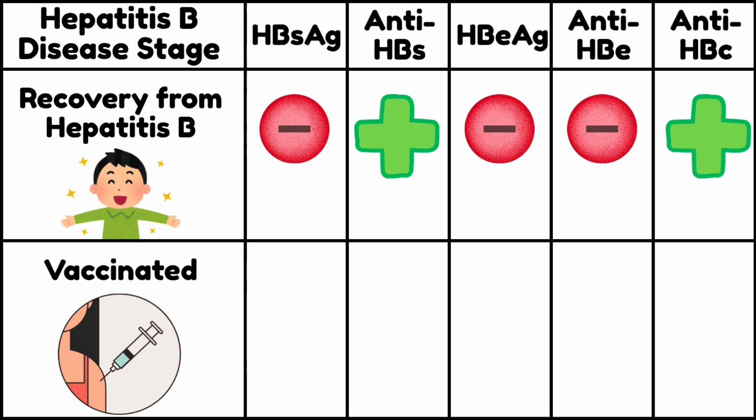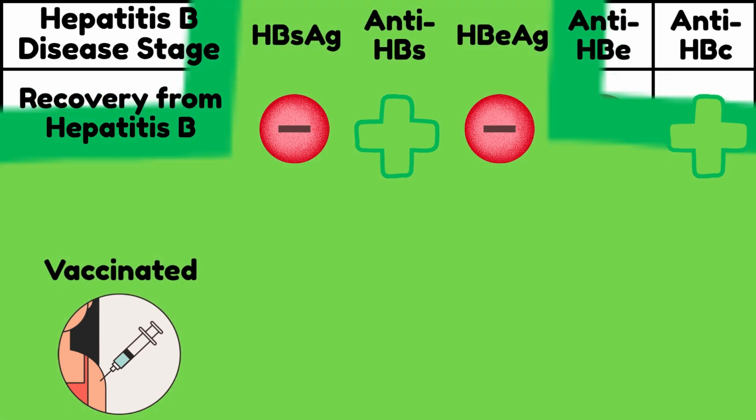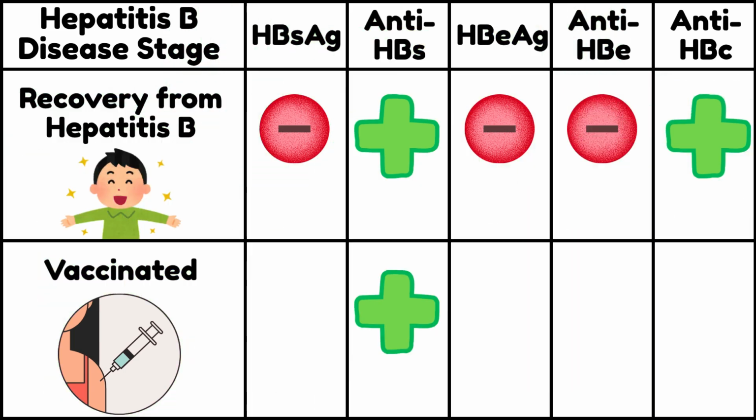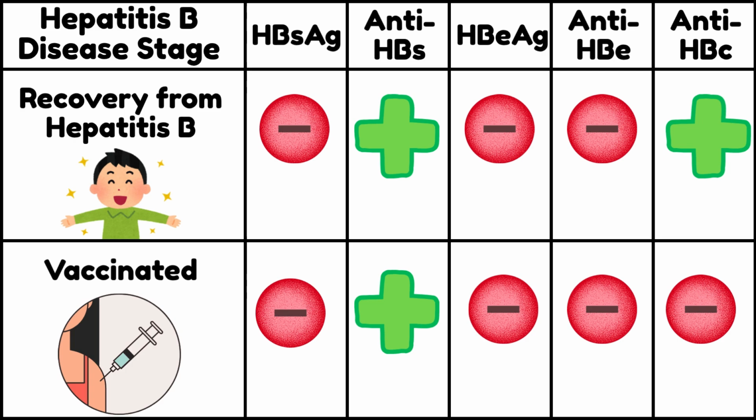However, those who have been vaccinated will only have antibodies to hepatitis B surface antigen, since the vaccine does not contain core antigens. So there is no development of antibodies to hepatitis B core antigen. This difference is important in evaluating a patient's immune status.